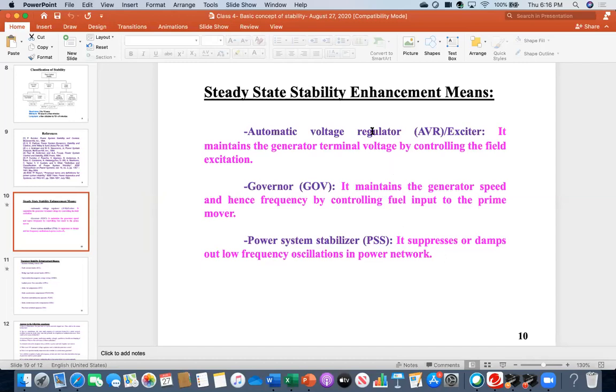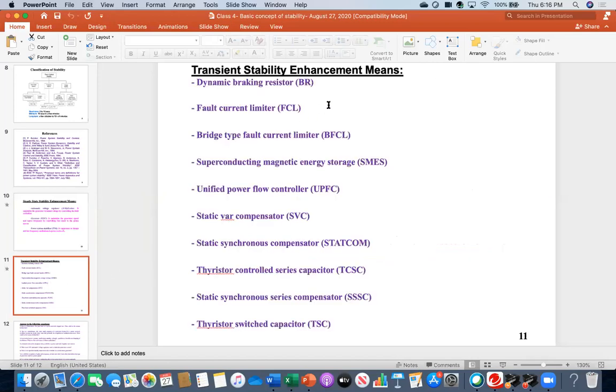So therefore, keep in mind, I will be asking one question in the upcoming midterm exam on what are the means to maintain steady state stability. Then you will mention these 3 points. Okay, and then transient stability, we all will be studying these things throughout the semester as the days go. Today I am just giving you a highlight.